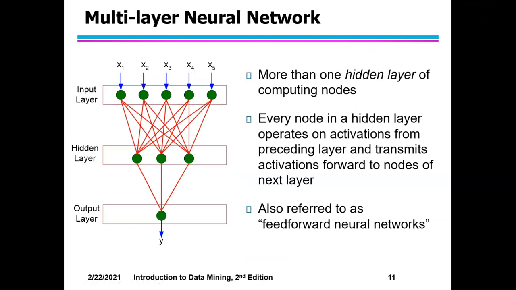Now let's explore multi-layer neural networks. Multi-layer neural networks are very interesting, and there are two ways of learning. One is called feed-forward neural network learning, and the other is called backward learning.